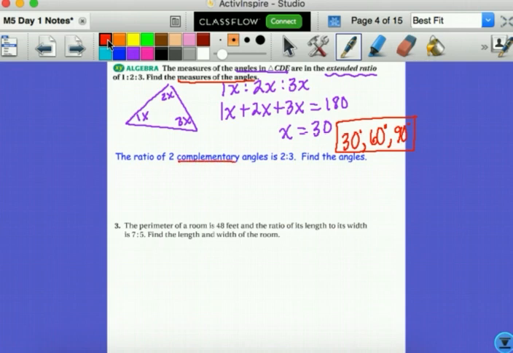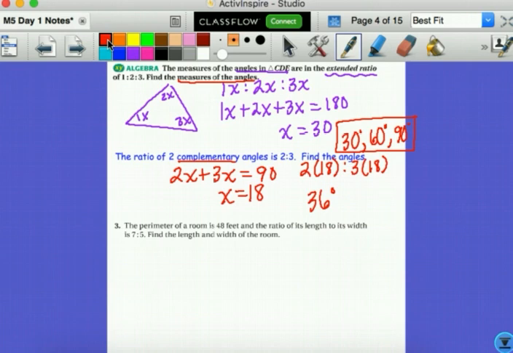Since we're talking about complementary this time, we have 2x plus 3x should equal 90. 90 divided by 5 tells us that this ratio has been simplified by a factor of 18. So I used to have 2 times 18 compared to 3 times 18. So if I double 18, I find that one angle is 36 degrees, and if I triple 18, I find that the other is 54 degrees. So those are the two angles within my complementary angle pair.